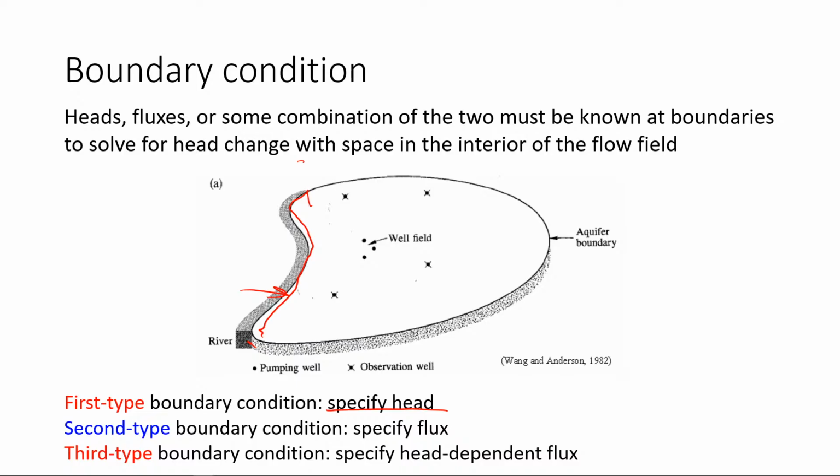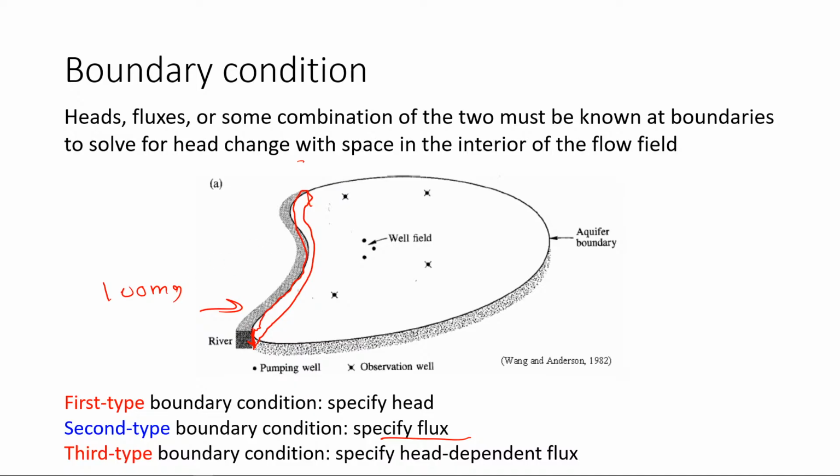Versus in type 2 boundary, you specify the flux. You say, okay, I have 100 million gallons per day entering through this boundary here. Then the head will be calculated accordingly; the head that would maintain this flux would be calculated.